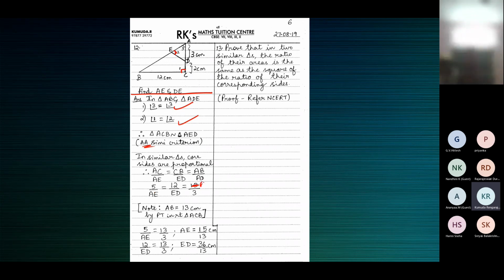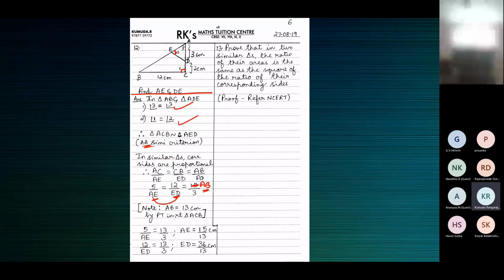And supposing you don't find 13, AB, because AB we find using Pythagoras theorem. Supposing you don't, then you cannot find the value of AE and DE. Because you cannot equate anything to find the values of AE and ED. Because here AE is unknown in this ratio, ED is unknown in this ratio, and AB is unknown in this ratio. You can see equating these two will not help you get any missing value.